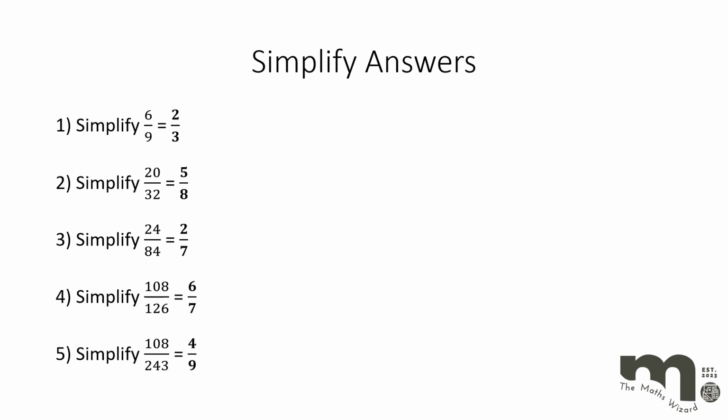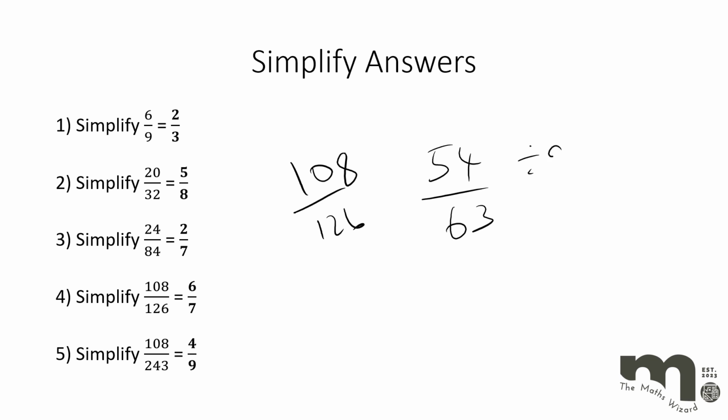So here they are. So if we look a little bit further down, you've got 108 and 126 there. You might think, well, they're both even numbers. So we've got 54 on the top, and then we've got 63 on the bottom. You might think, ooh, 63 and 54, a little bit tricky, but they're both in the 9 times table. So if you divide by 9, you will get 6 9s on the top, 7 9s on the bottom.